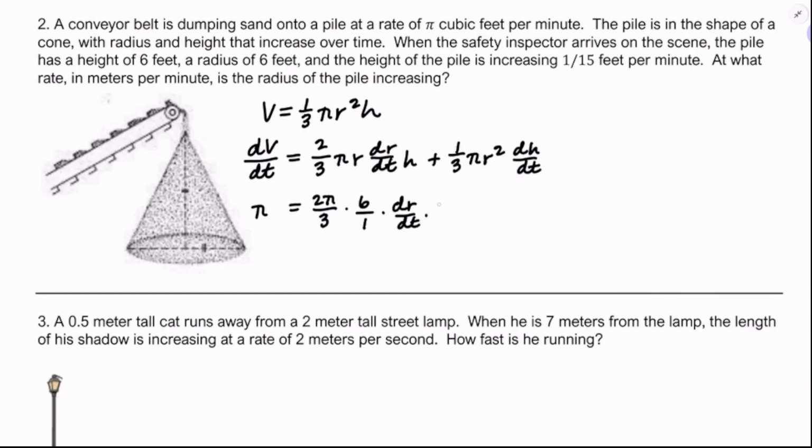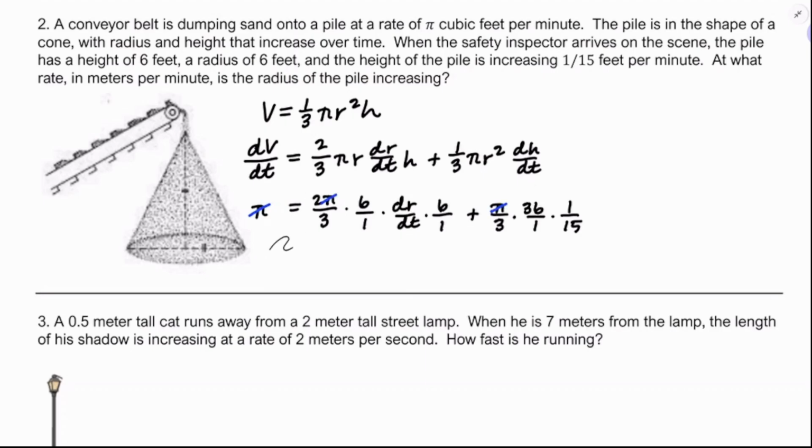H was also 6. Okay, and then I'm going to add 1/3 of pi multiplied by radius squared. Well, radius squared is going to be 36. And dh dt, and they told me that dh dt is 1/15. All right, so this is going to be kind of rough on the simplification front, it feels like. Okay, but it'll be all right. So I think first thing, I'm going to divide both sides by pi. So I'm going to get rid of all of this.